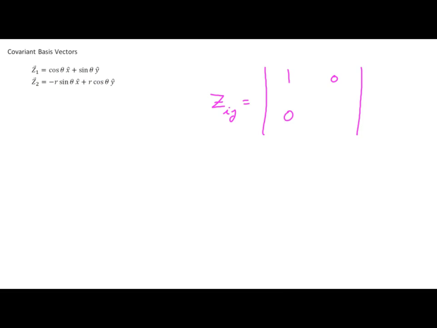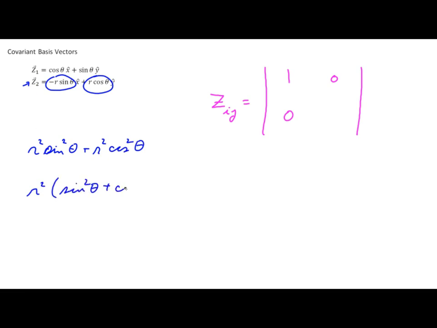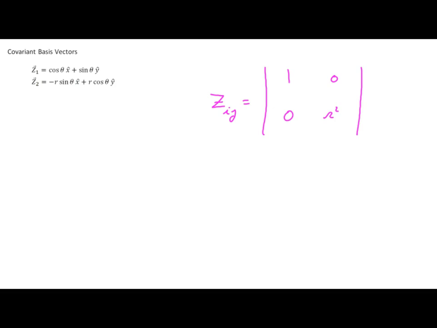And finally, z22 is going to be this term dotted with itself, which means we square each of these terms and add them together. R squared sine squared theta plus R squared cosine squared theta. Factor the R squared out, and we're left with just R squared. And that's this term right here. So we now have the covariant metric tensor that looks just like this.